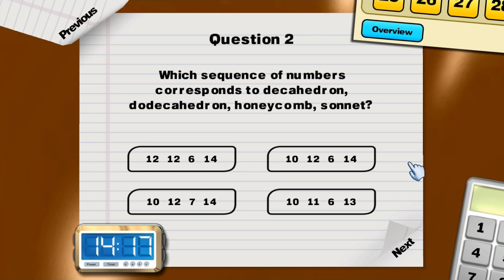It doesn't actually tell you at the end which answers you've got right, so your score sort of, if it's over 160, you've answered the majority of them correctly.